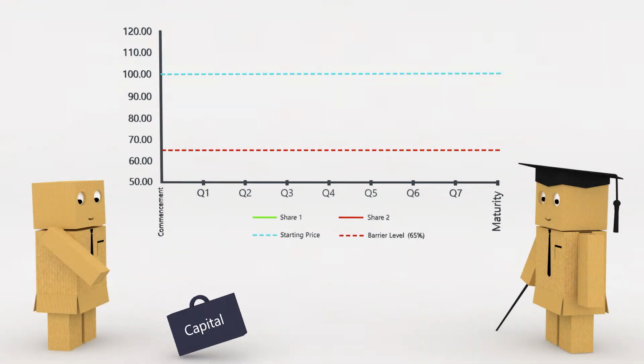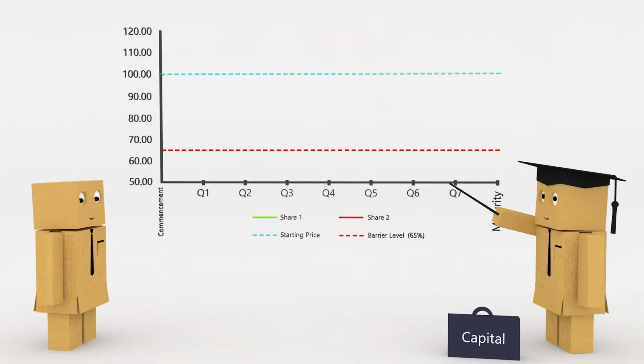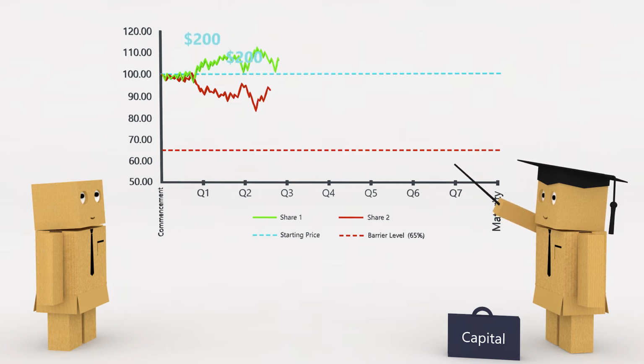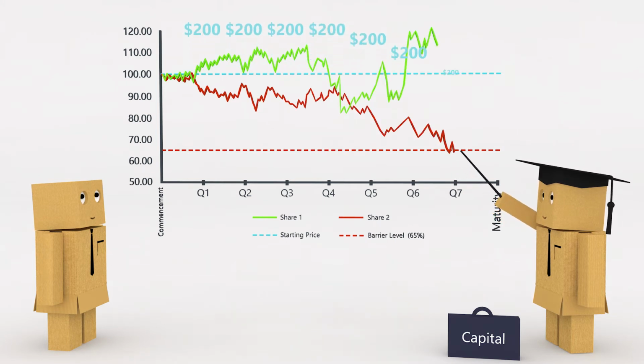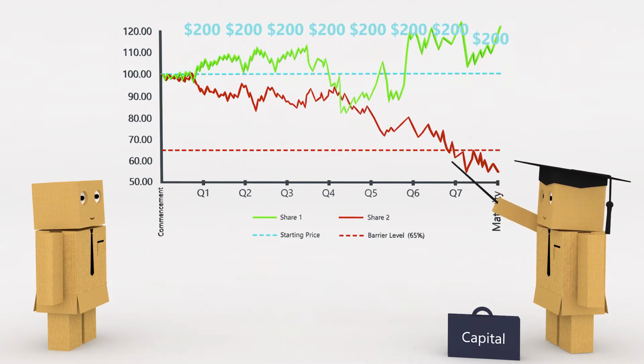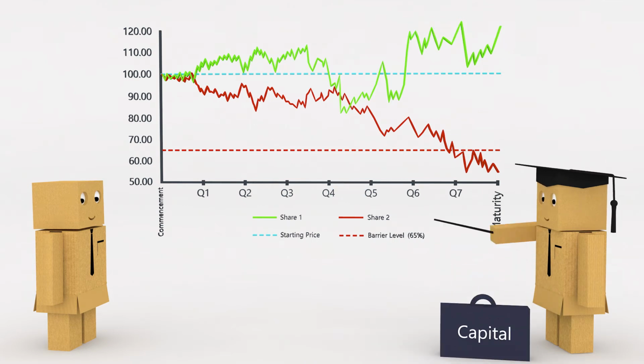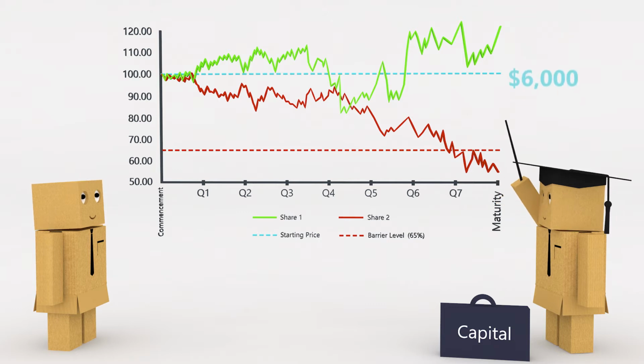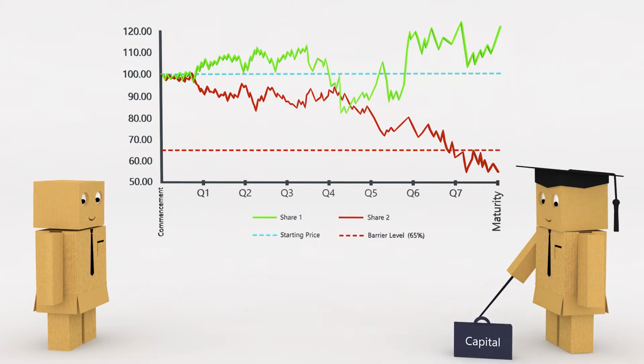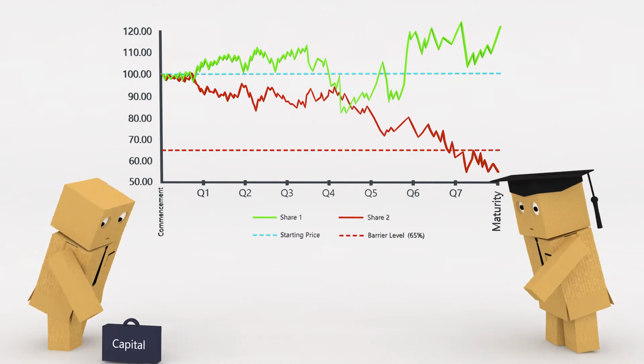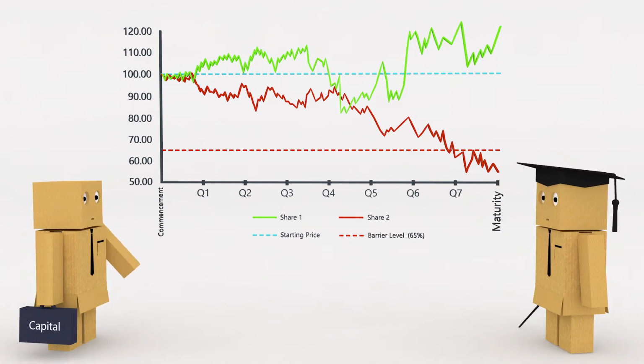However, if at maturity one or more of the shares has fallen more than 35%, then investors will only receive back capital based on the value of the fall of the worst performing share. So if the worst performing share had fallen 40%, then the investor will only receive back 60% of their capital at maturity. They would keep the fixed coupons paid during the term. In this scenario, that is $6,000 plus $1,600 in coupons, i.e. a net loss of $2,400.